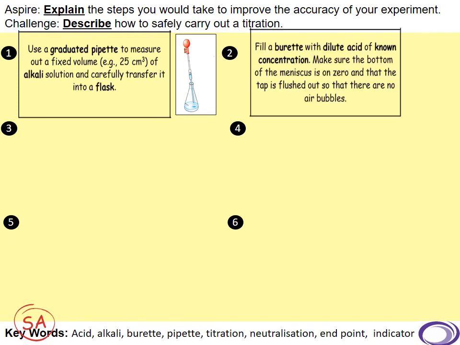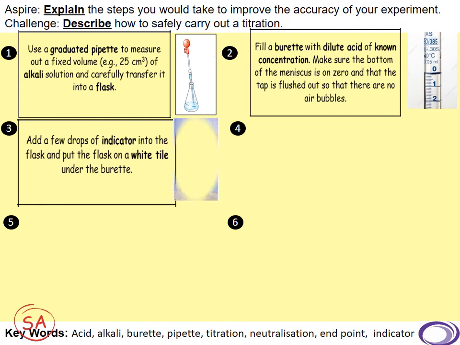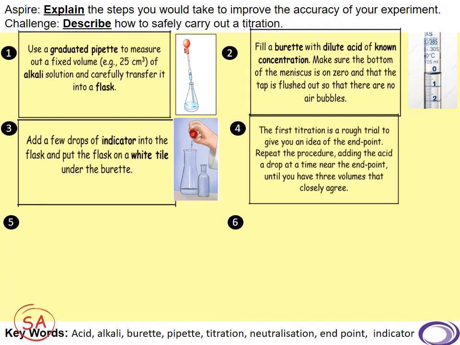We're then going to fill our burette with dilute acid of a known concentration, making sure the bottom of the meniscus is on 0 and that it's flushed through so there's no air bubbles. We are then going to add a few drops of indicator to the flask and put the flask on a white tile under the burette. If we use phenolphthalein, at this point the indicator will be pink.